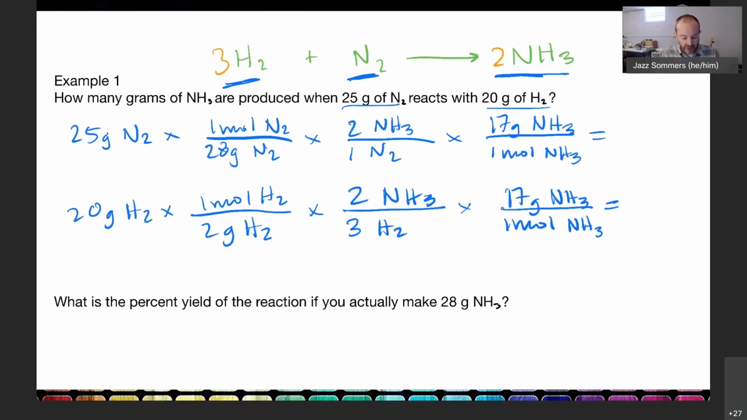So in the first one, take 25 times 2 times 17 divided by 28, and I got 30.36. And the other one, I take 20 times 2 times 17 divided by 2 divided by 3. I got 113.33.